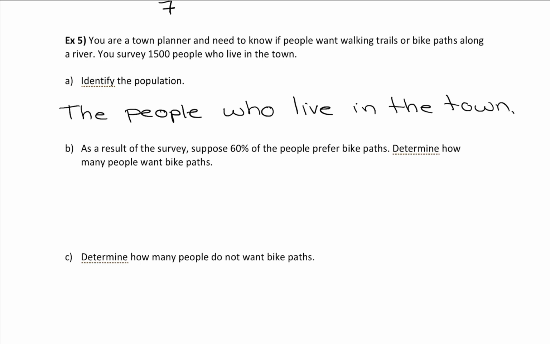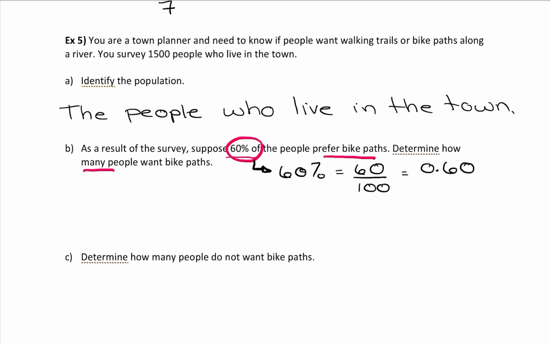As a result of the survey, suppose 60% of the people prefer bike paths. Determine how many people. So you're given a percentage of people and you want to turn that into a number. So you are wanting to find 60% of the total 1,500 people. So the first thing we're going to do is take 60% and turn it into a decimal. So there's 2 ways to do that. We're just going to do 60 divided by 100. We could turn it to a fraction. Or 60 divided by 100 is 0.60.